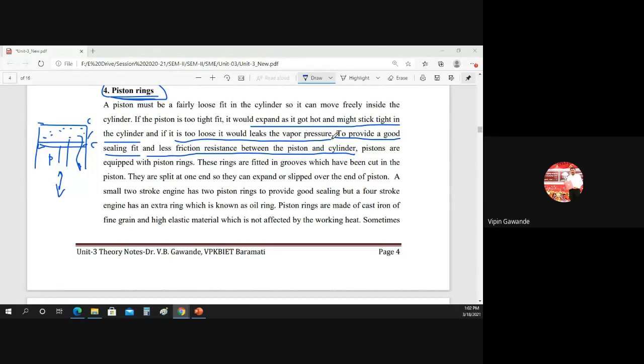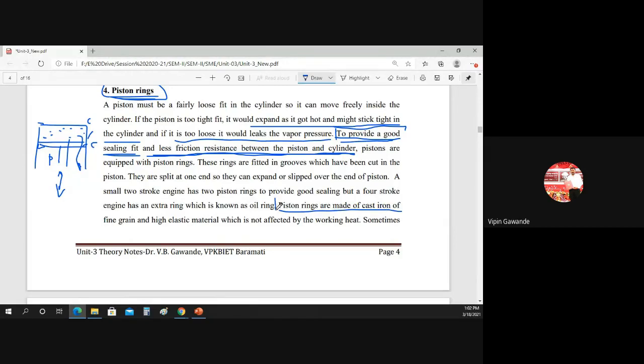So this is a very important question: why are piston rings used in an IC engine? They are used to provide a good sealing fit and less friction resistance between the piston and the cylinder. For this purpose they are used. Now piston rings are made up of what? They are made up of cast iron.